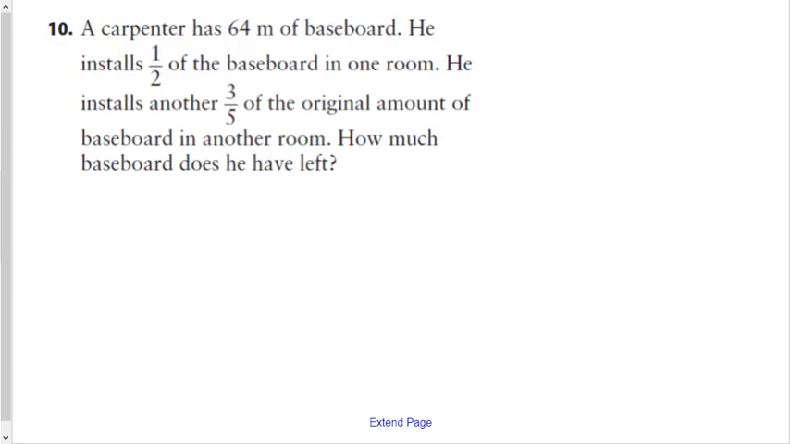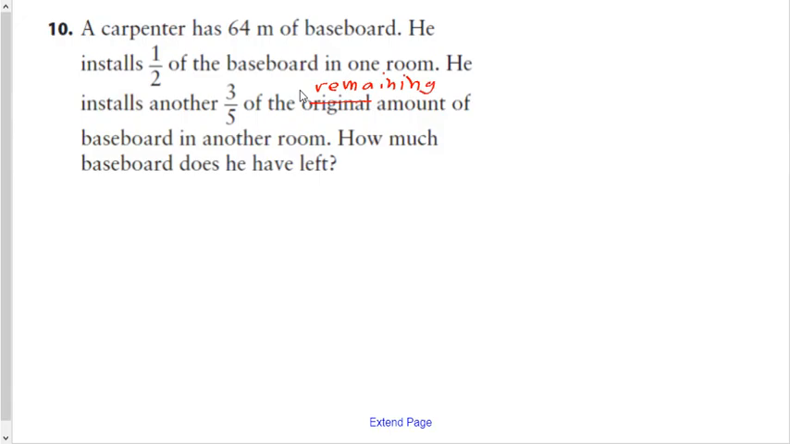Question number 10 is a continuation similar to the other one. The only thing we said was we changed this to the new, or the remaining, amount of baseboard. We changed this word to remaining because I think there was a misprint in the book. So we're going to use this.